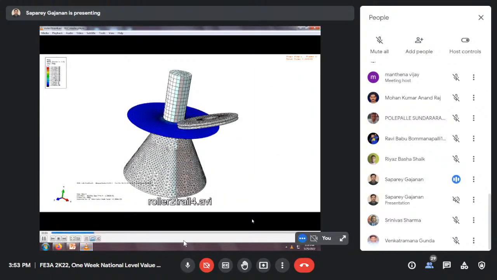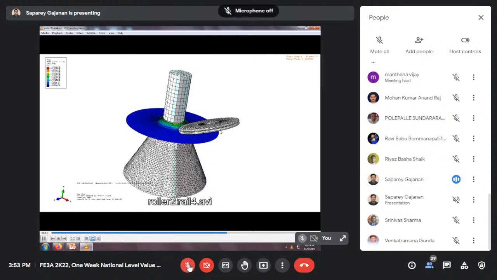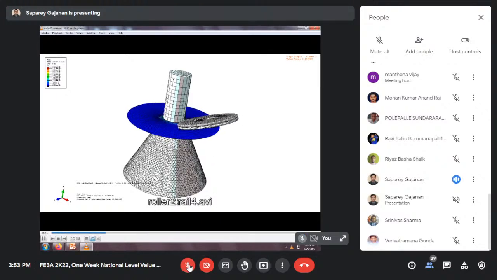Yeah, and the simulation has been carried out by using ABAQUS. It's a double roller. This is the stopper and a conical mandrel.